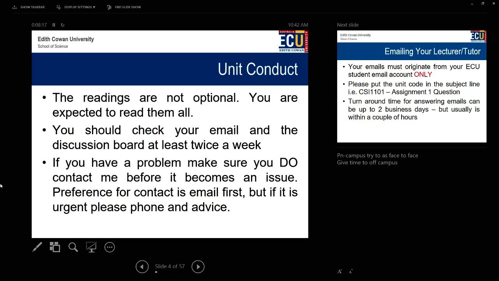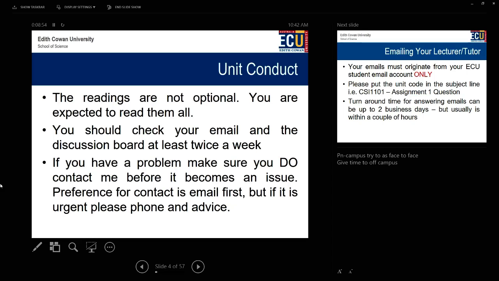Please check your email and discussion board at least twice a week. If I'm not active on the discussion board, your peers are active. So try to introduce yourselves. I've created a few threads. There's a unit introduction thread, there is a lecture thread, and there is a thread for the assignments. If you've got any question, just post your question on the discussion board. Your peers will answer those questions, and I will be able to answer those questions on the discussion board. If you are not comfortable posting your question on the discussion board, just write it to me, okay?